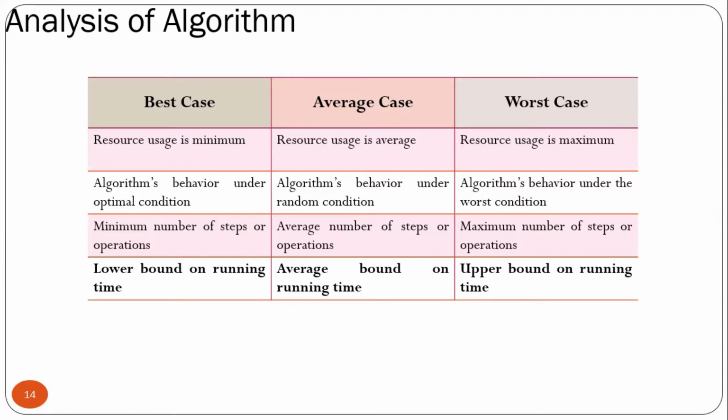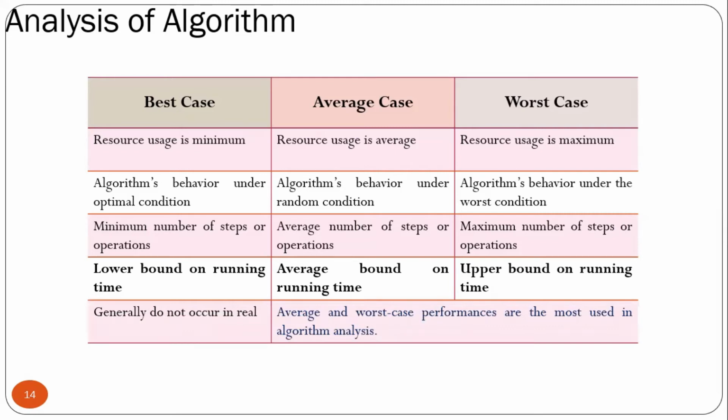Then worst case, resource usage is maximum. Algorithm behavior under the worst condition, because we are making the maximum number of comparisons, since either the element is at the last position or it does not exist in the given array at all. So we have to do the maximum number of operations. That means the maximum time that will be taken by the algorithm to execute is called the upper bound on the running time.